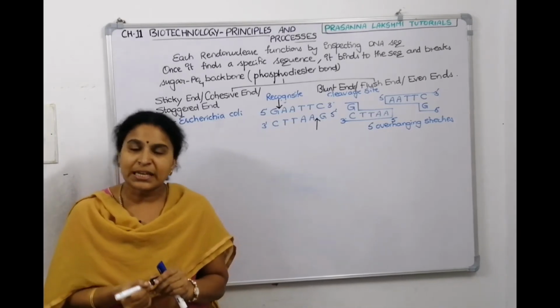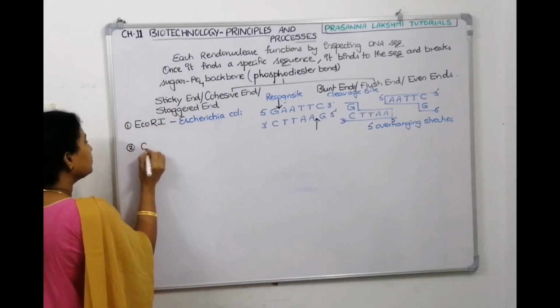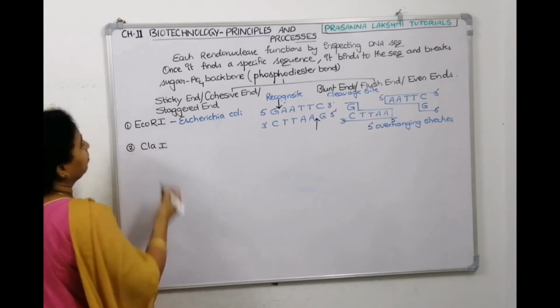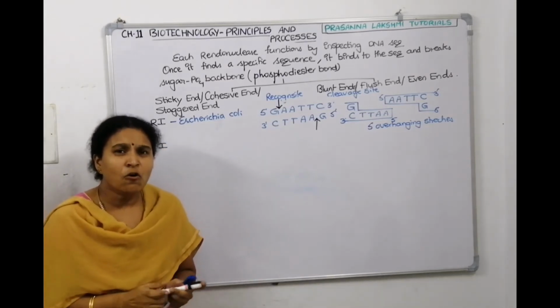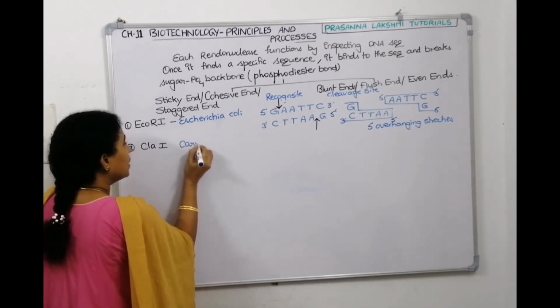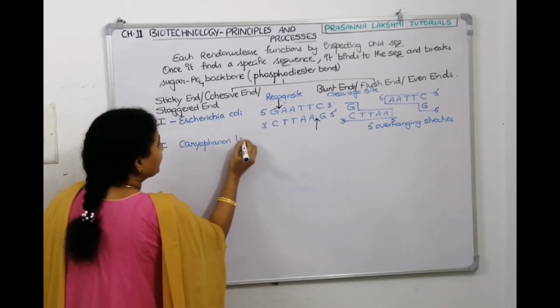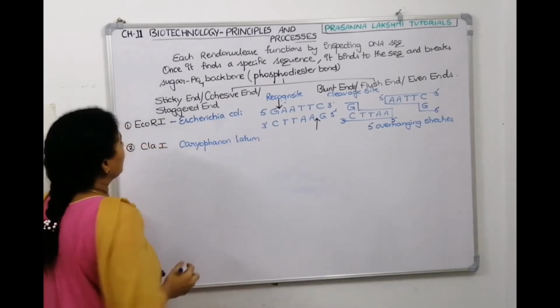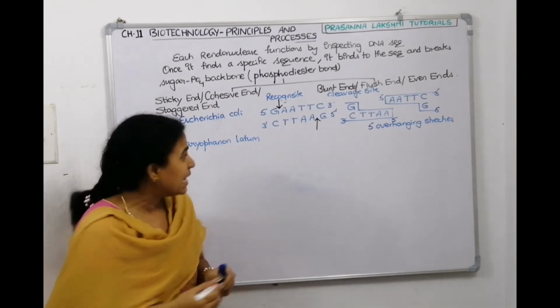Let me go with the second enzyme, which also gives sticky ends, called ClaI. The enzyme name is ClaI. It is extracted from Caryophanon latum. Now, the recognition sequence of ClaI is ATC.